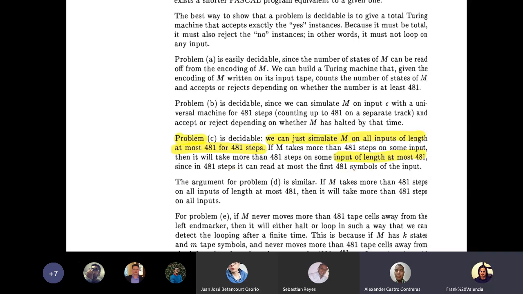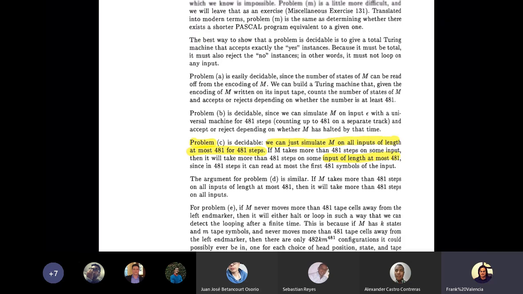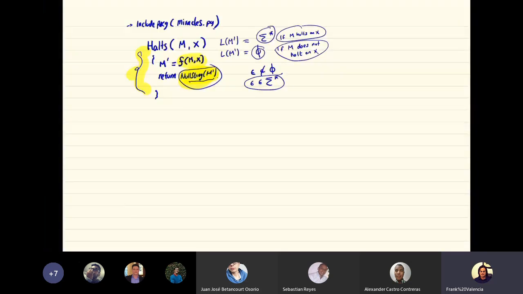Yeah, it's a little bit more than that, but it's dominated by that number anyway. What it means is that when we are talking about decidability, we don't care about complexity. It could be a very high complexity. What we care is that it terminates. Okay.